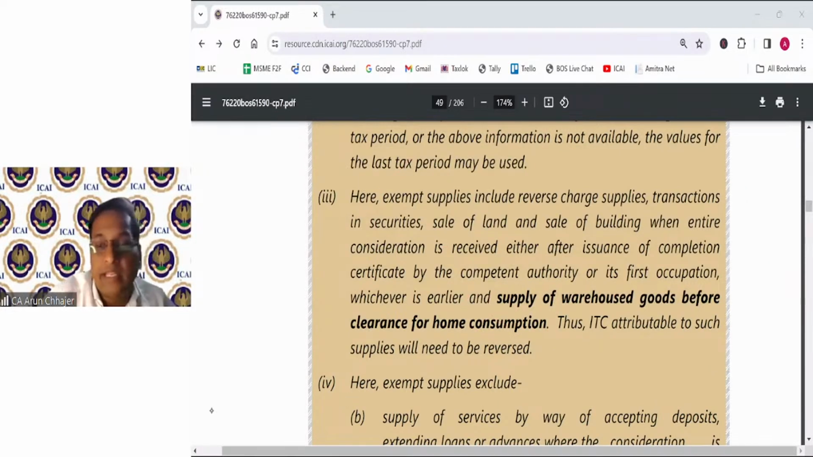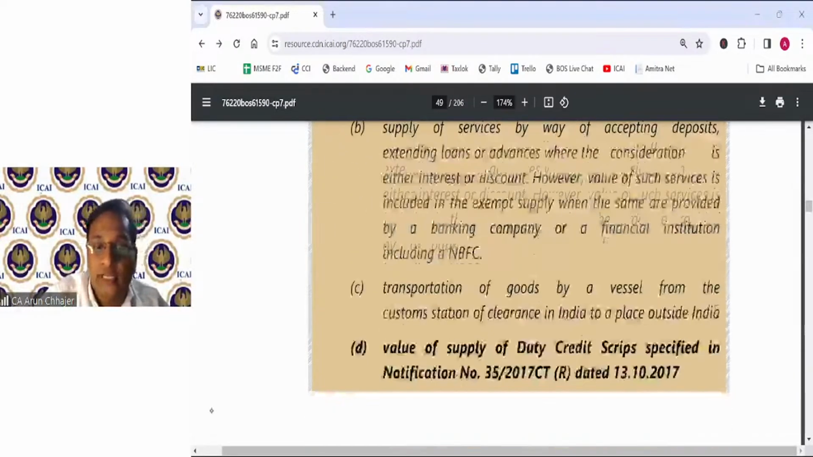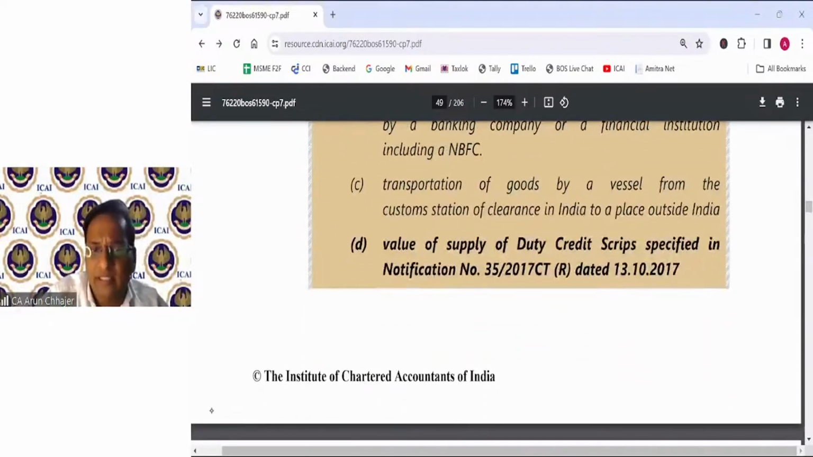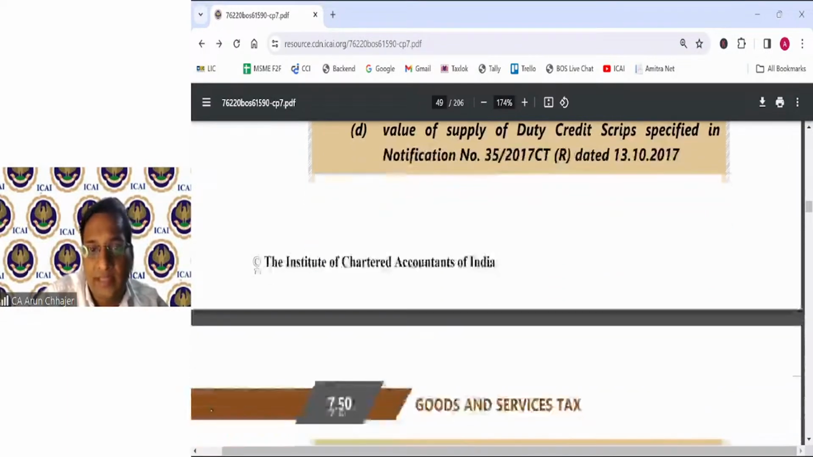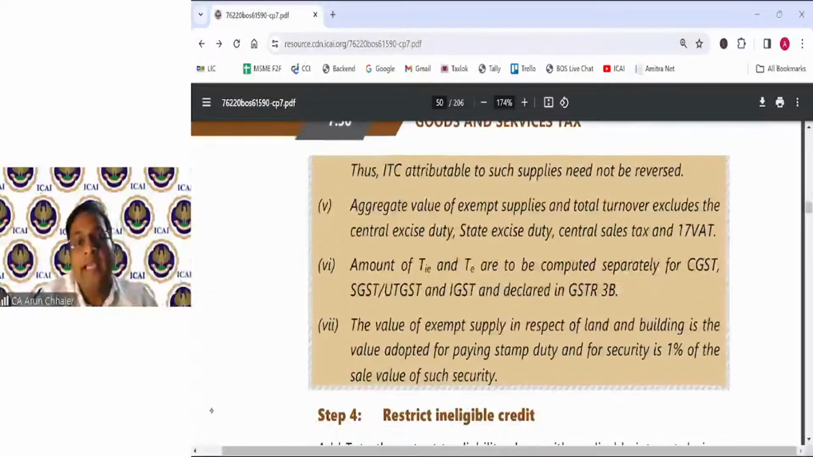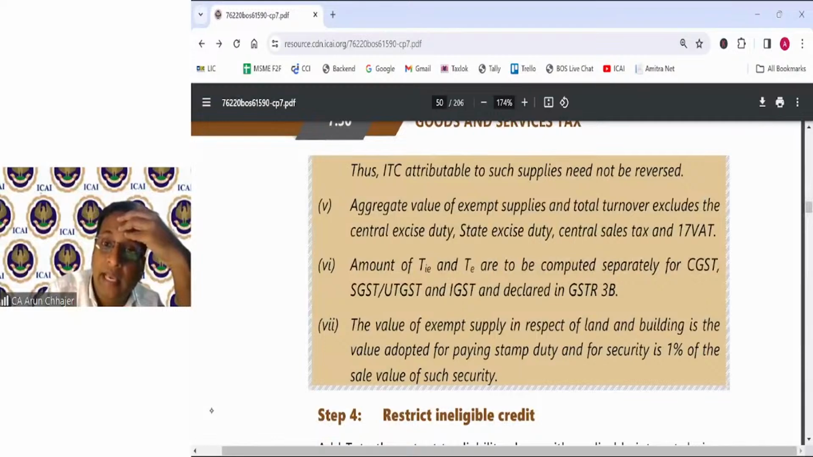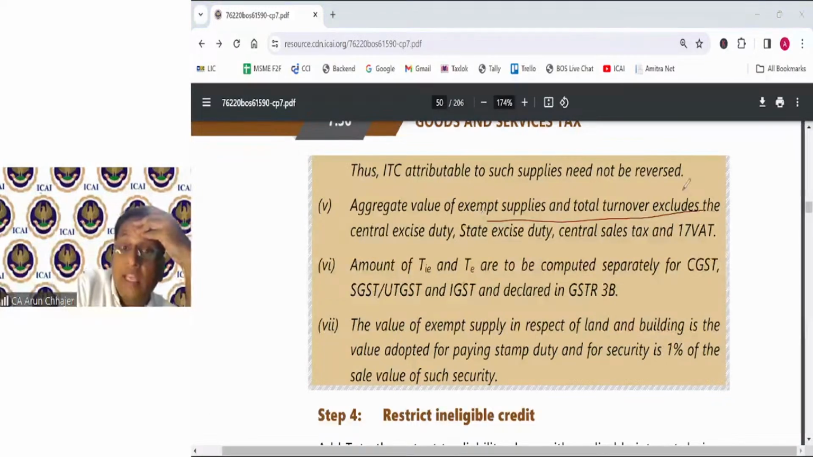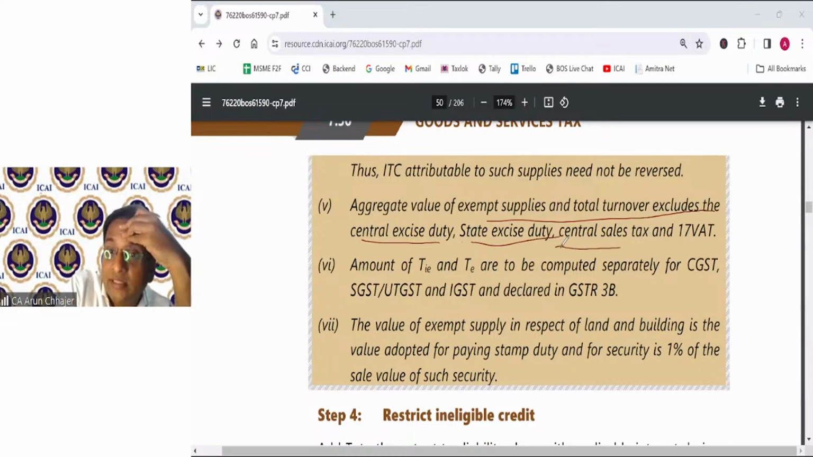Here, exempt supply will exclude the interest and also MEIS or SEIS duty credit scrips, which we have discussed in transportation of goods by vessel. Aggregate value of exempt supply and total turnover exclude the central excise duty, state excise duty, CST, and VAT.